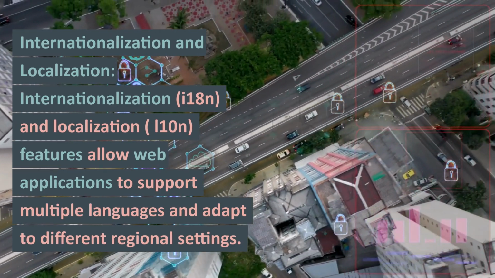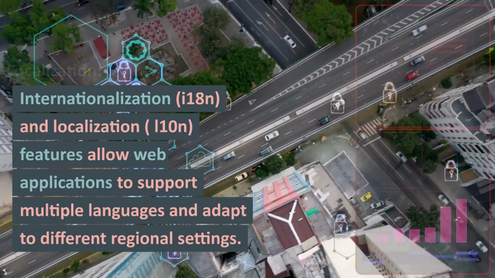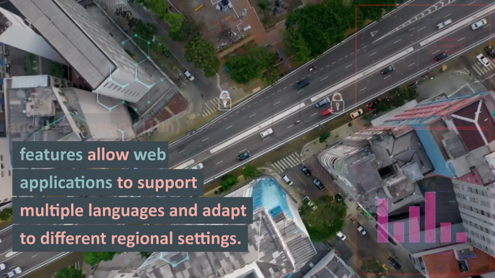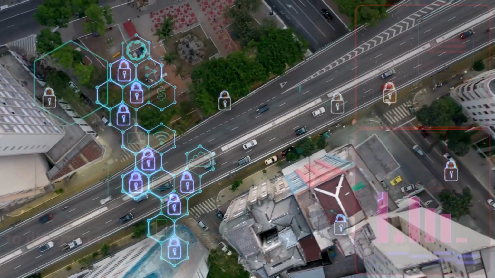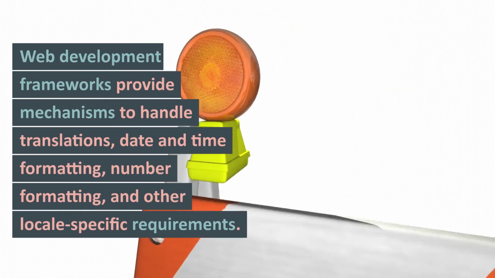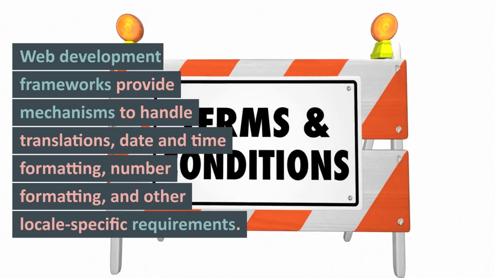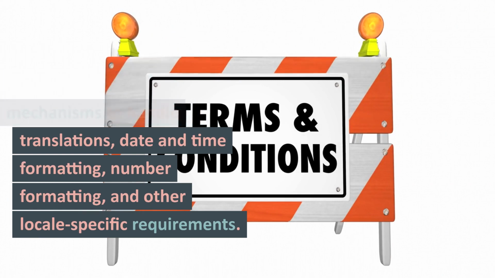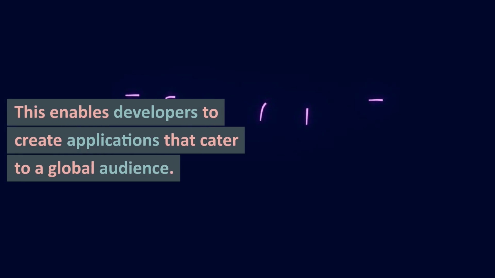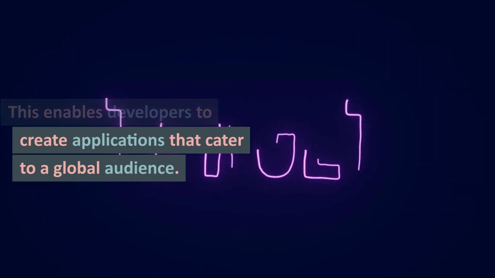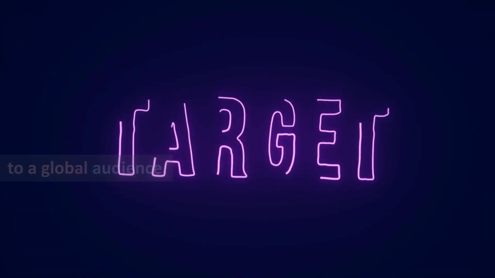10. Internationalization and localization. Internationalization, i18n, and localization, L10n, features allow web applications to support multiple languages and adapt to different regional settings. Web development frameworks provide mechanisms to handle translations, date and time formatting, number formatting, and other locale-specific requirements. This enables developers to create applications that cater to a global audience.